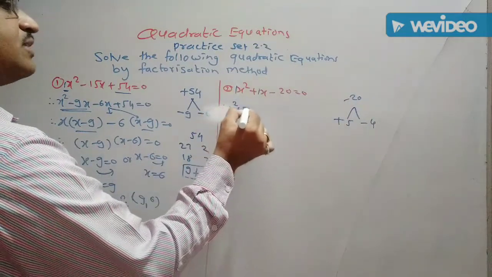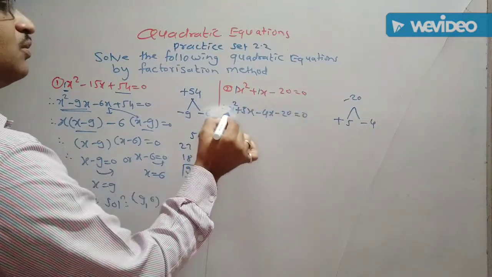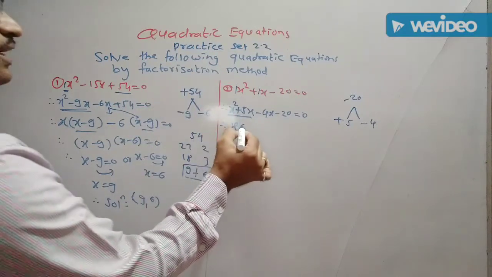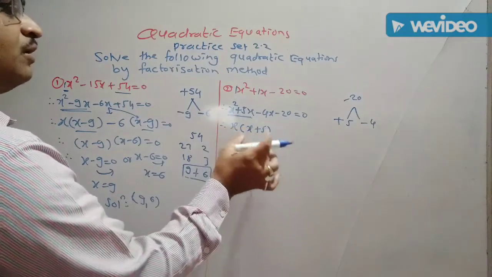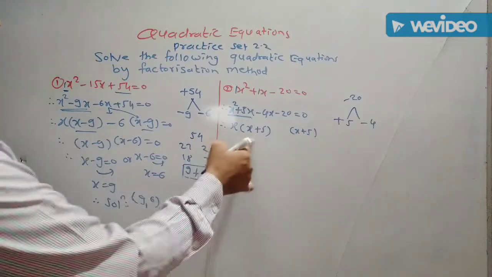And therefore, x square plus 5x minus 4x minus 20 is equal to 0. Now from the first two terms, the variable x gets common. Remaining is x plus 5. Now this bracket I write again at some distance from that bracket.